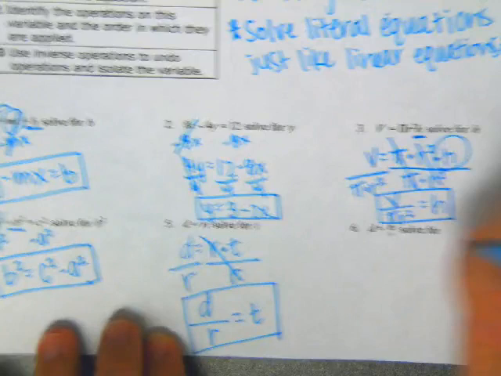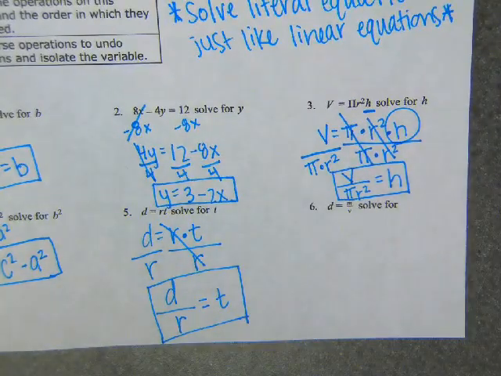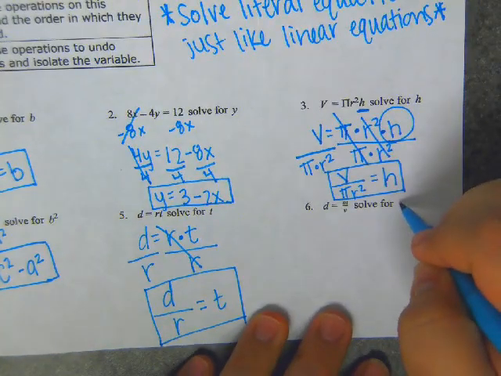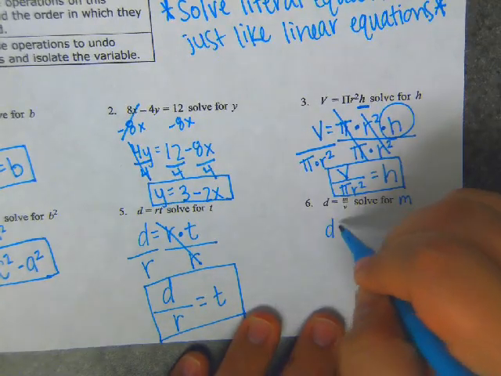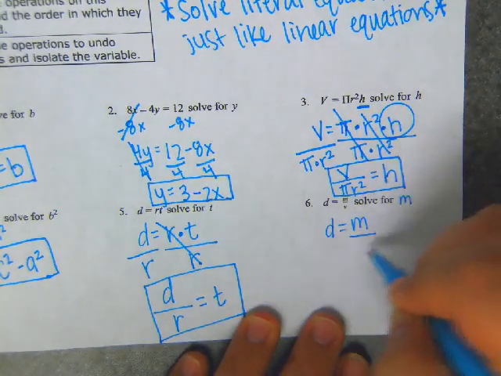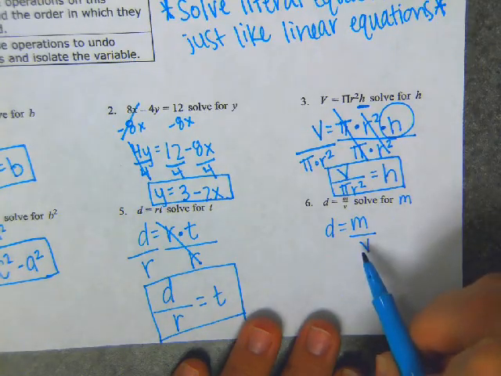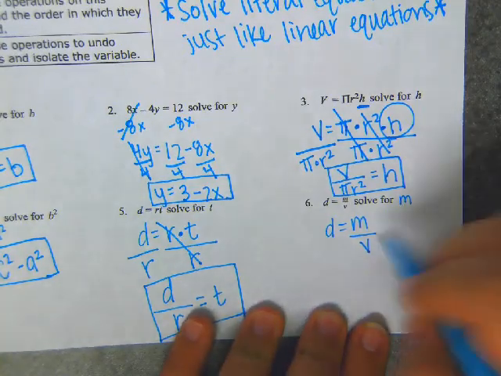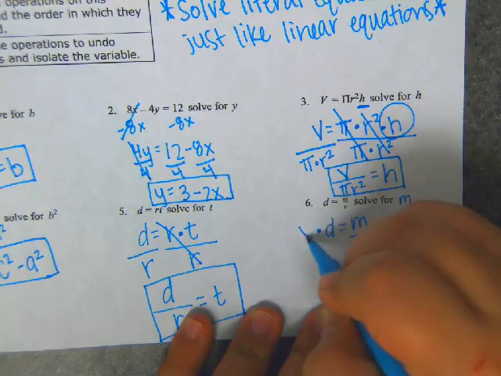Okay? The last one, we have a fraction in our formula, so it is basically the same thing. We're going to solve this for m. I've left that off, sorry. So d equals m divided by v, which means I need to move v. So right now it's dividing m, so the opposite would be to multiply. So I'm going to multiply both sides by v.